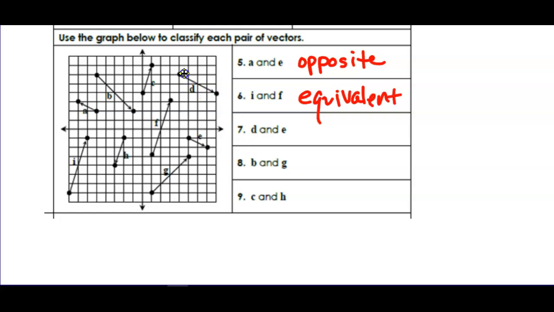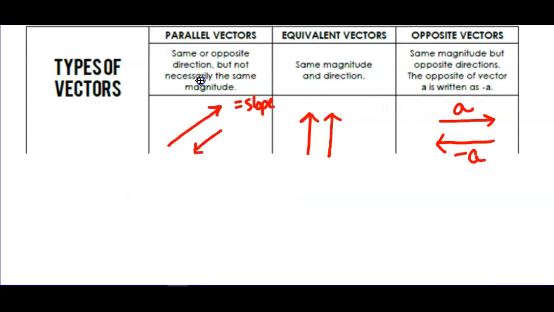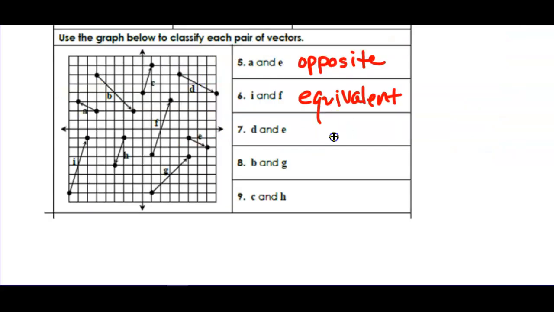D and E, D goes down 2 and over 1, 2, 3, 4, and E goes down 1 and over 2. Now, those are the same slope, okay? They are not the same length, but they are parallel vectors because they have the same slope.